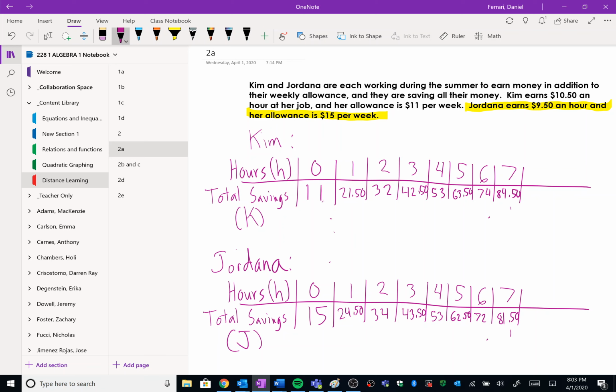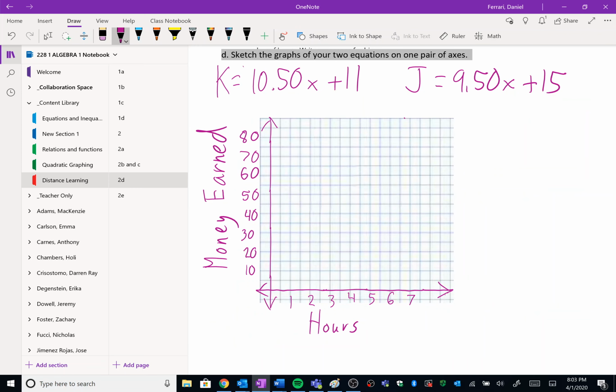Okay, so if I want to put these graphs together, I want to make sure I include numbers that go pretty high, okay? And one of the key things is this one says to sketch the graph, okay? So there's going to be a little bit of estimation here. We need to do our best to kind of make this work, okay?